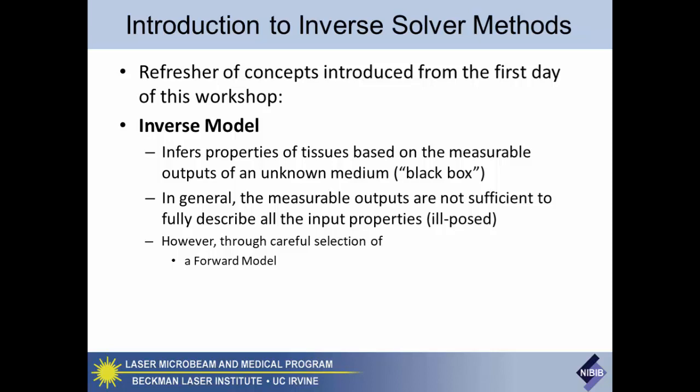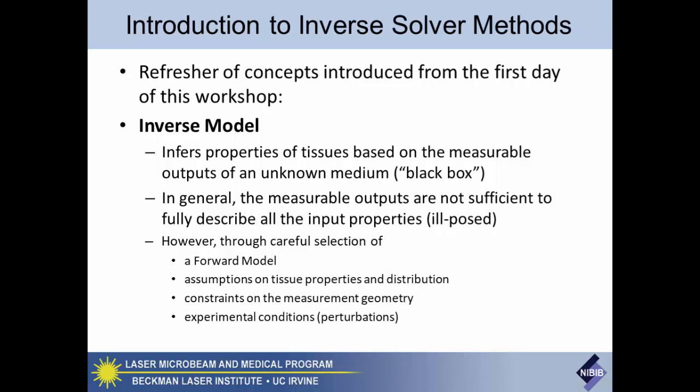But again, given your problem, through a careful selection of a forward model, assumptions of the tissue properties and distribution, placing constraints on the measurement geometry, and other experimental conditions, rather than looking at a steady state solution, doing some kind of perturbation, you can tease out this additional information. Inverse solutions are achievable. It's just a consequence of really understanding what the problem is, what the strengths and weaknesses are, and how you then go through and say, do I have sufficient measurement to describe the properties of the tissue I'm looking for or not?